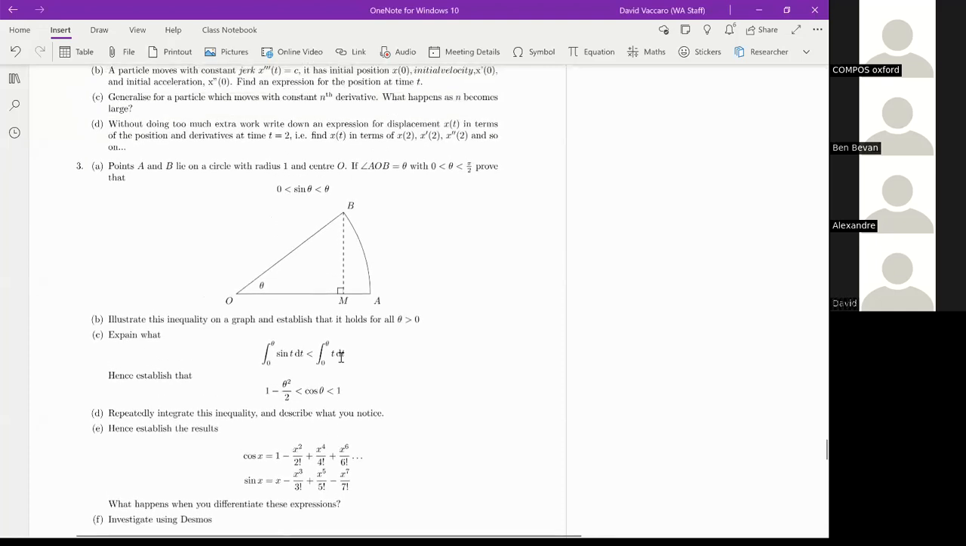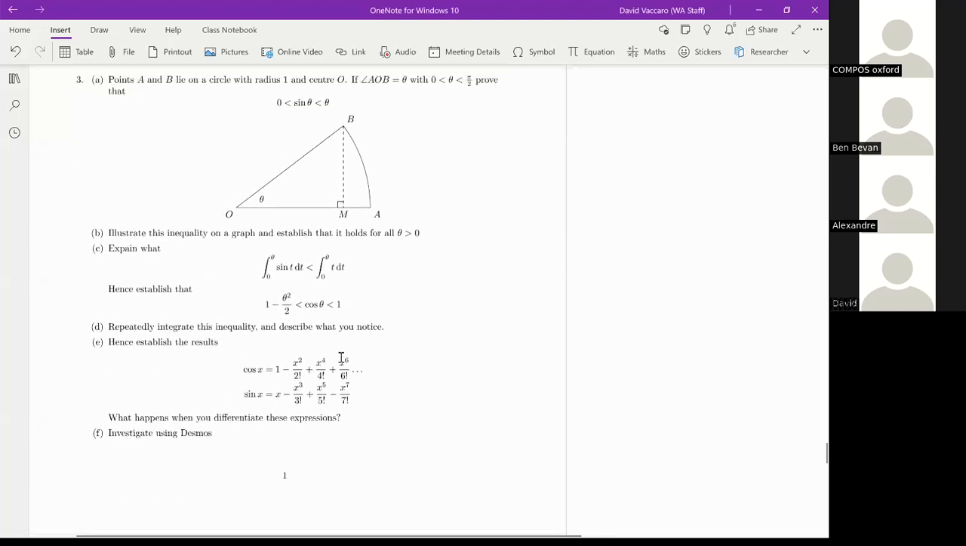So here's the question. It says points A and B lie on a circle with radius 1. So this is a circular sector with radius 1. And the angle here is theta. And notice theta is written without any units, so I can assume that theta is in radians. And it says that if 0 is less than theta is less than pi over 2, prove that 0 is less than sine theta is less than theta. So how are we going to do that?